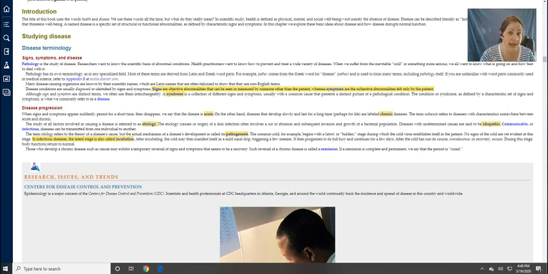Okay, there are certain diseases obviously that cannot be cured, like congestive heart failure. We can treat it, we can manage the symptoms, but we're never going to be able to cure that and have it go away. So that would be a chronic disease. And then we have subacute, which is somewhere in the middle.